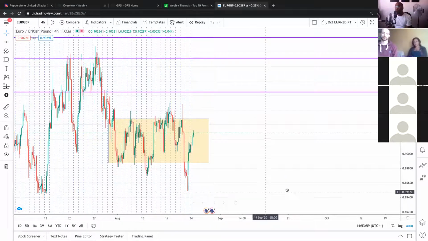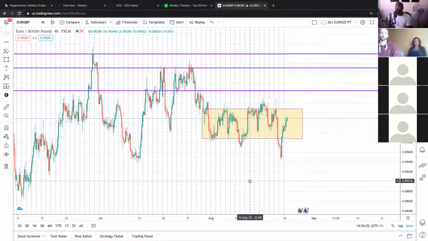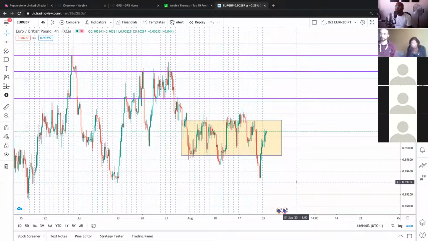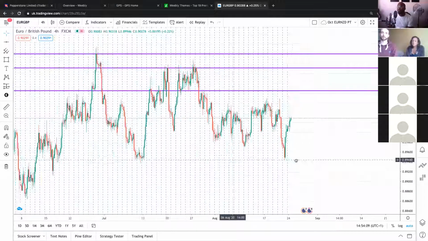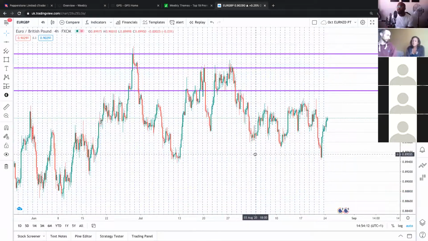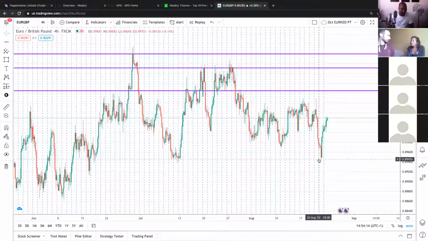Yes, sort of. There's some stuff that I need clarification on, like imbalance. I know imbalance to be the gap between two candles, and then there's a candle in between. How are you defining imbalance when you're talking about it?